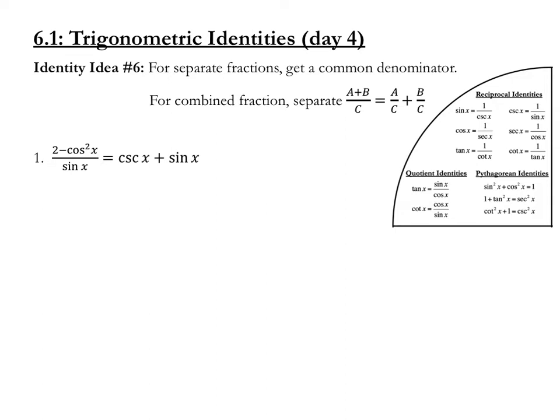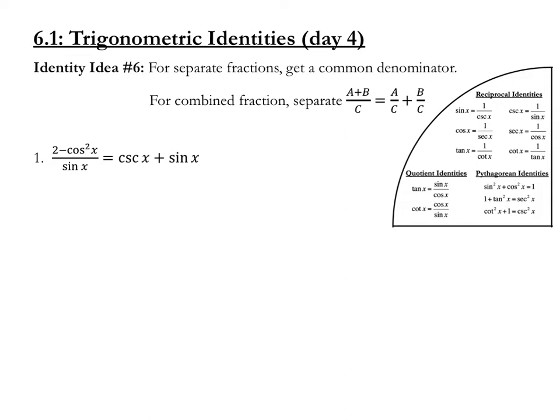Alright, so this is our 6th identity idea. It is for when you are dealing with fractions. So if one side is a fraction, or if one part of a side is a fraction and you're trying to make this work, our goal is going to be to get common denominators. So that's what we want to work towards.